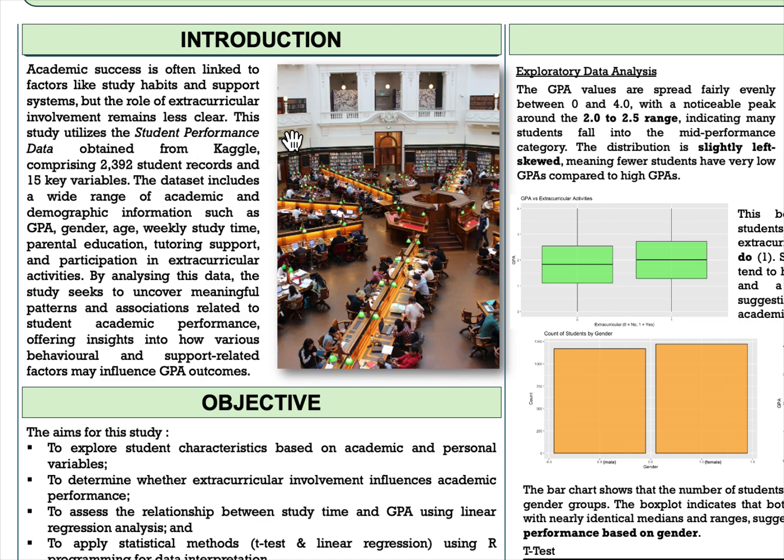This study utilized student performance data obtained from Kaggle, comprising about 2,392 student records and 15 key variables. The dataset includes a wide range of academic and demographic information such as GPA, gender, age, weekly study time, parental education, tutoring support, and participation in extracurricular activities. By analyzing this data, the study seeks to uncover meaningful patterns and associations related to student academic performance, offering insights into how various behavioral and support related factors may influence GPA outcomes.